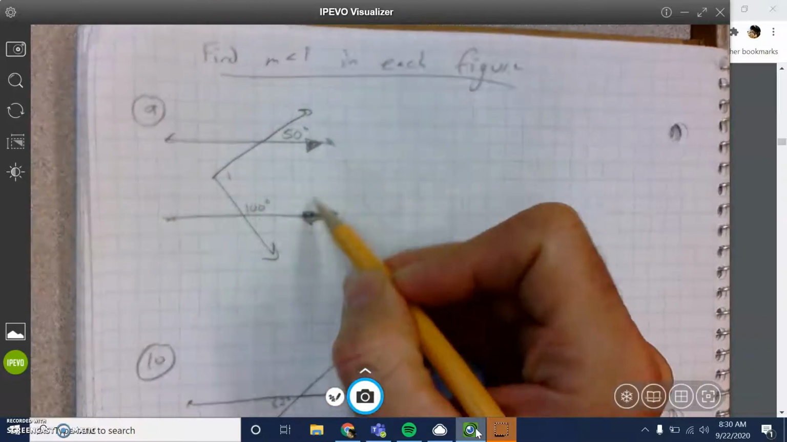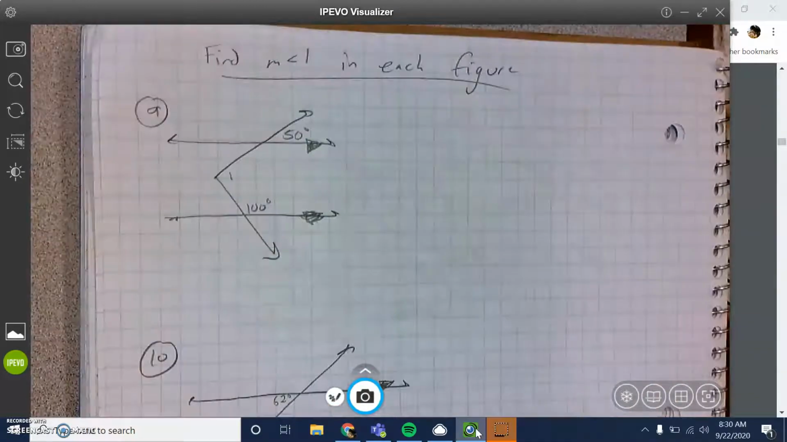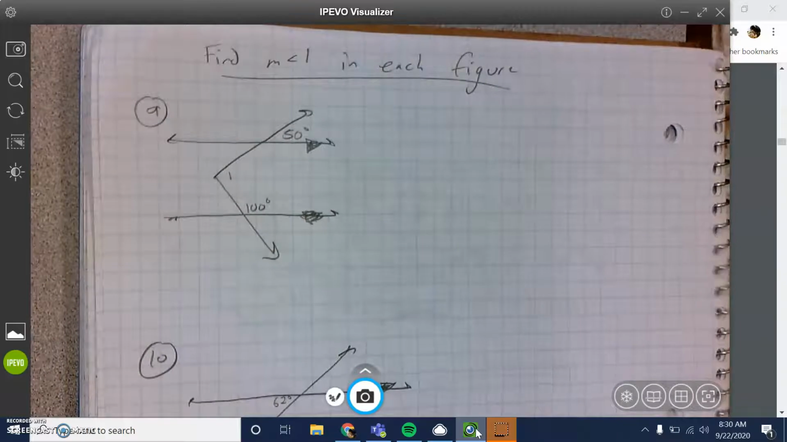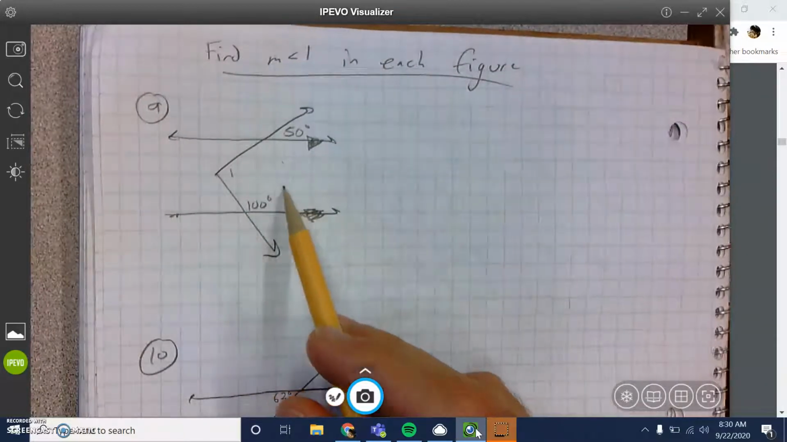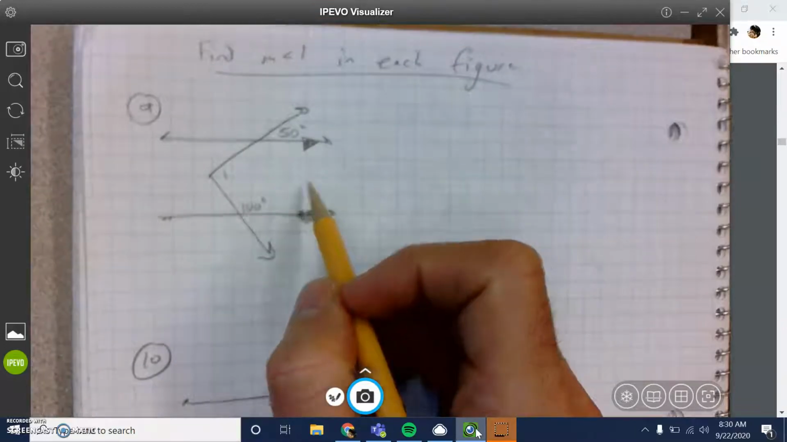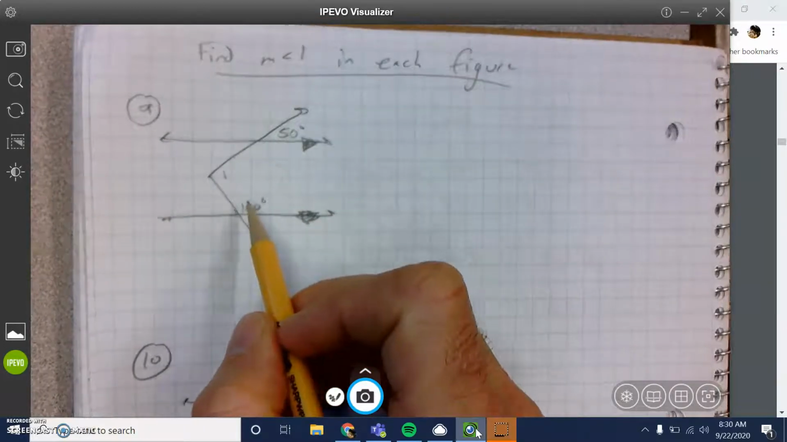The parallel lines always indicate that I need to use my relationships. So generally when I see parallel lines, I'm thinking alternate interior, alternate exterior, corresponding, consecutive interior, which are supplementary. All those things are at my disposal. How am I going to use those to solve this problem here? That's what I'm thinking. And so with these, you have to be creative.